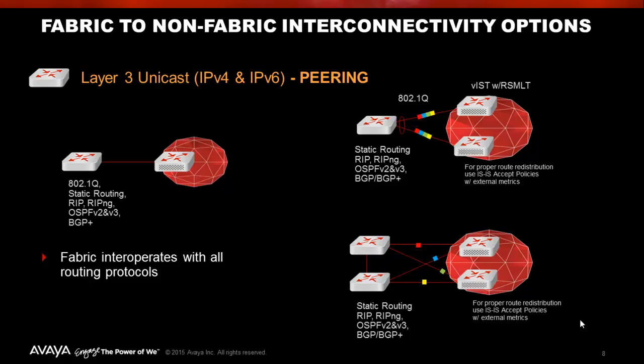Obviously, we want proper route redistribution with accept policies and external metrics, and this gives very granular control for what you're going to allow to interconnect between these different domains. So it gives a very good option not only for static interconnectivity, but really primarily when you're doing migrations. This is a very handy tool because now I can take portions of the network, bring them over to the fabric, and still maintain seamless connectivity as the migration is occurring over time.